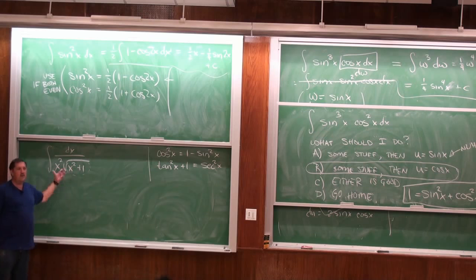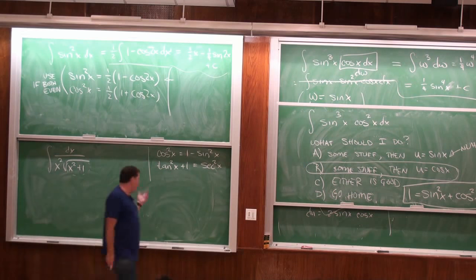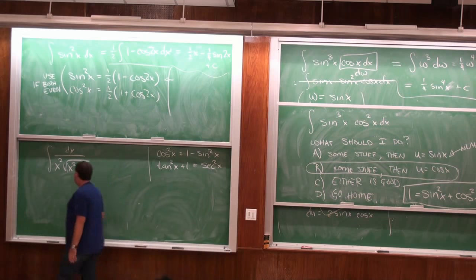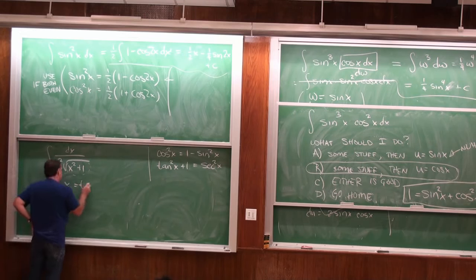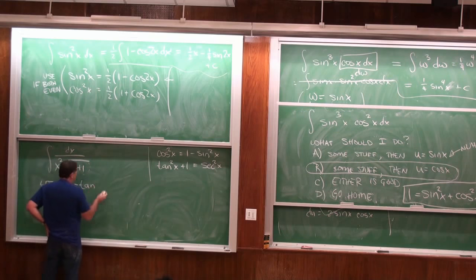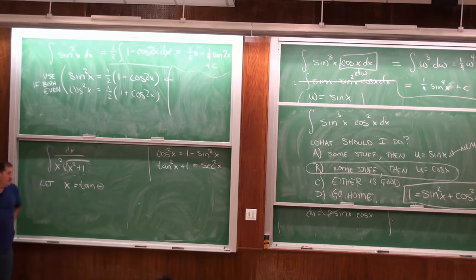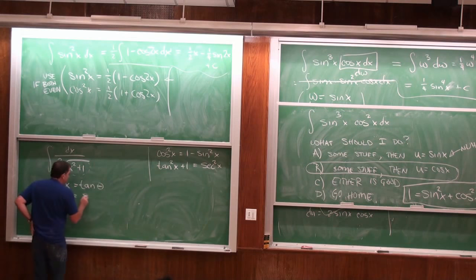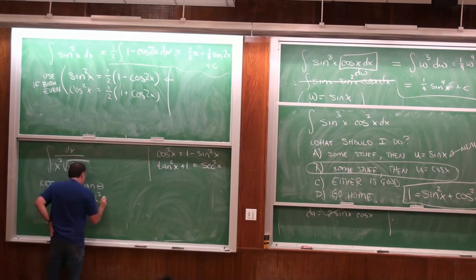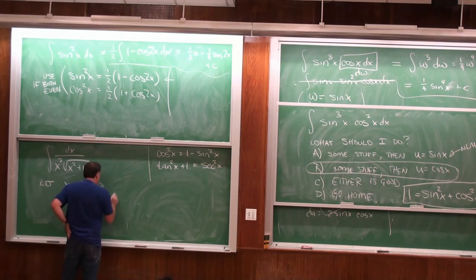And then I could do this integral. So let's just say, well, I wish the x were a tangent. So I'm going to let x be the tangent of some angle I don't know. Let me call it theta. And so that means that dx is the secant squared d theta.